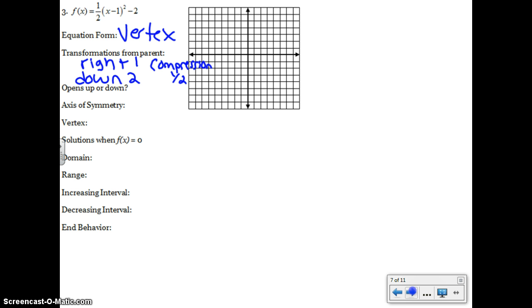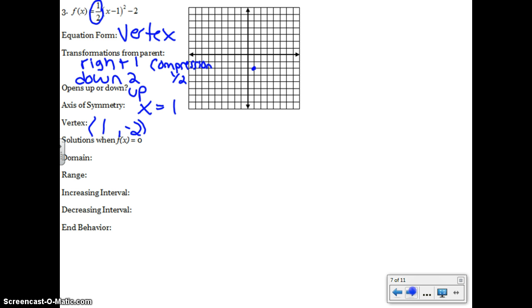It opens up because your a value is positive, because of this 1/2 that's here. It's a positive number. My vertex, again, is where I'm going to jump to next, because my vertex is +1, -2. The 1 is the opposite from the inside of the parentheses and then -2 on the outside of the parentheses. I moved right 1 and down 2. That means my axis of symmetry is +1. I'm going to pause here and I'm going to put my vertex at 1, -2.